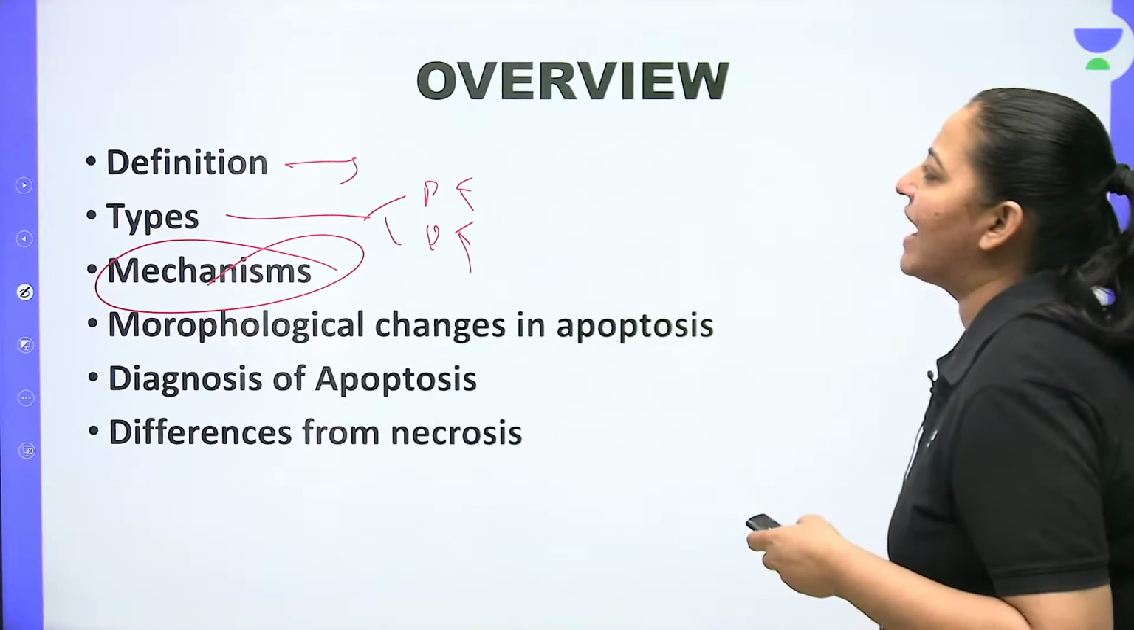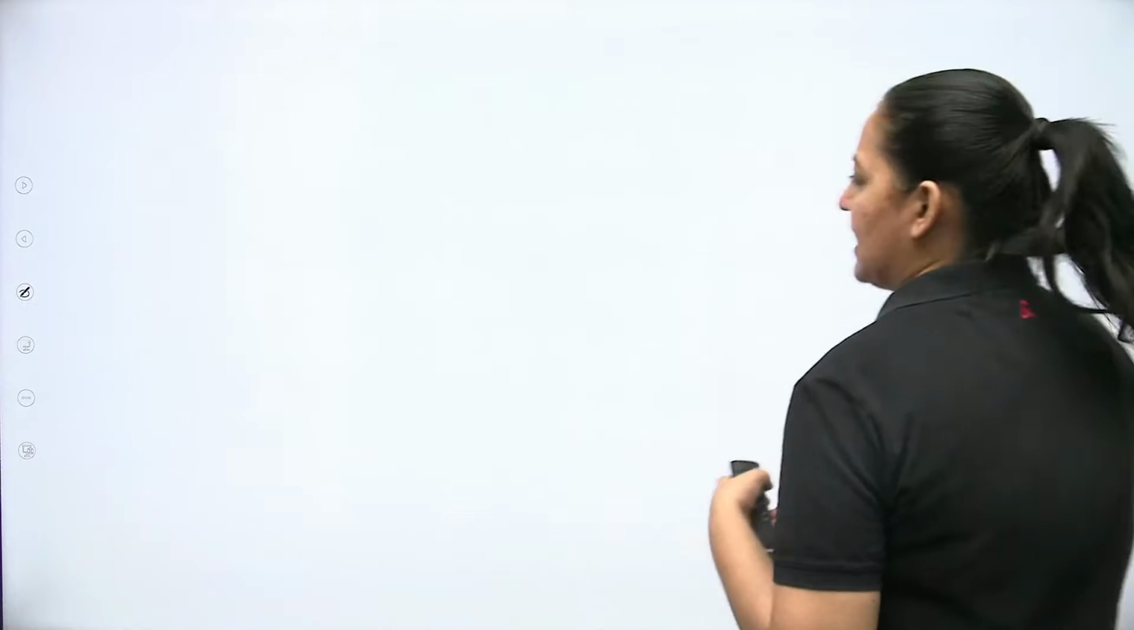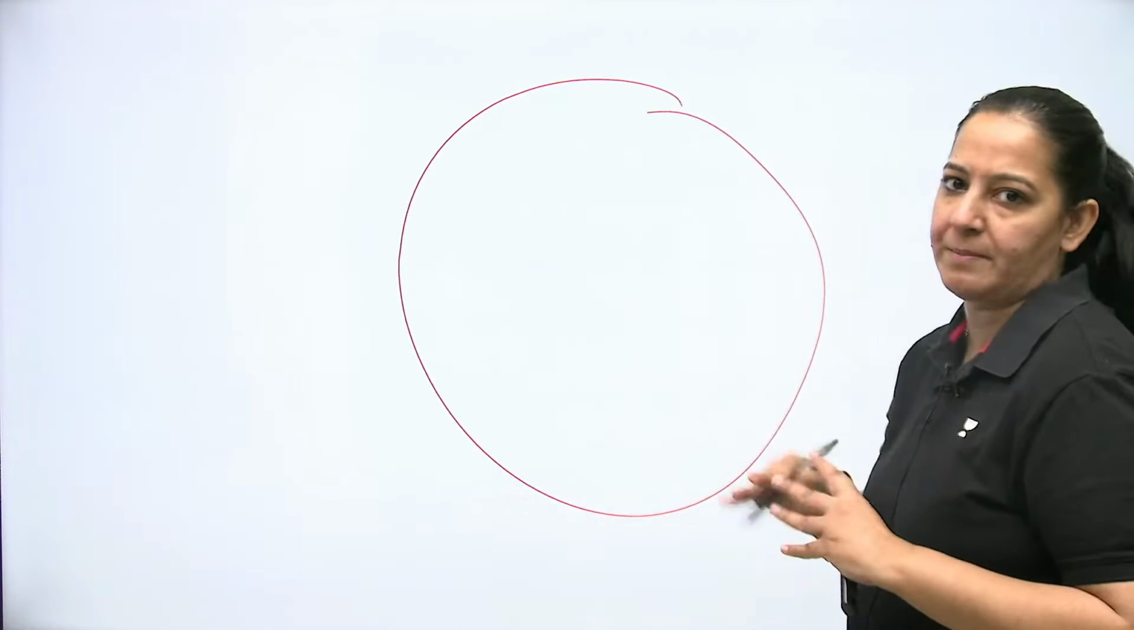So let me start the mechanism of apoptosis now. As I told you, in apoptosis, this is a cell. This cell is committed, destined to commit suicide now.